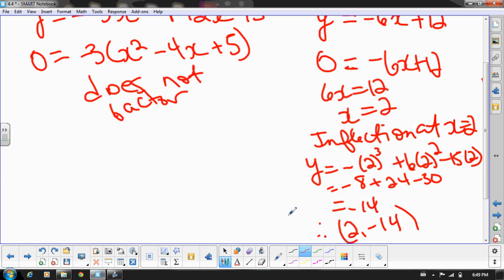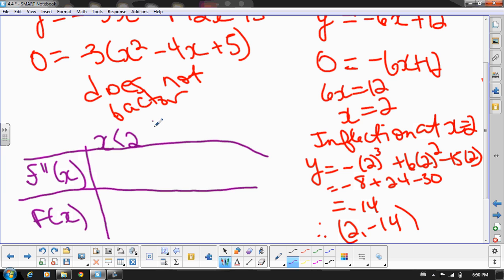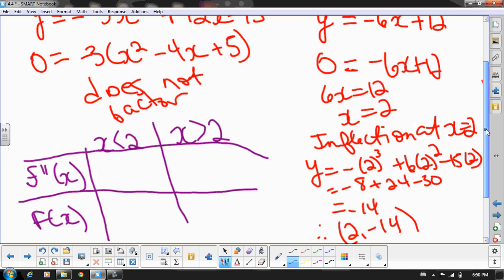Right now, what we want to do is we're going to create another type of interval table. So I'm going to do f double prime of x, and then the function itself. And really, we only have to worry about 2 intervals. So we need to do when x is less than 2 and when x is greater than 2, because we want to know what's happening before and afterwards.